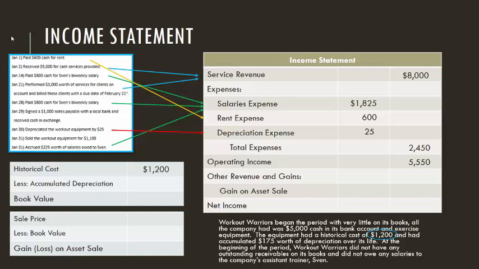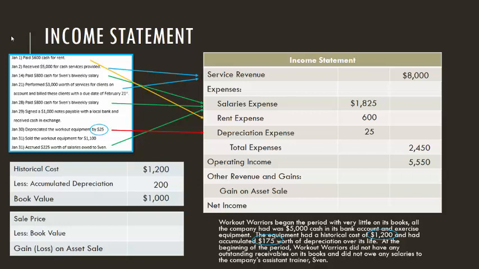So that would be our historical cost, and if we subtract our accumulated depreciation from that, we get our book value. Well, we started the period with $175 worth of accumulated depreciation. On January 30th, we depreciated that equipment by another $25, bringing its total accumulated depreciation up to $200. And our book value would therefore be $1,000. At the time that we sold this equipment, we would have said the equipment that we are selling has a value of $1,000, but we didn't sell it for $1,000.